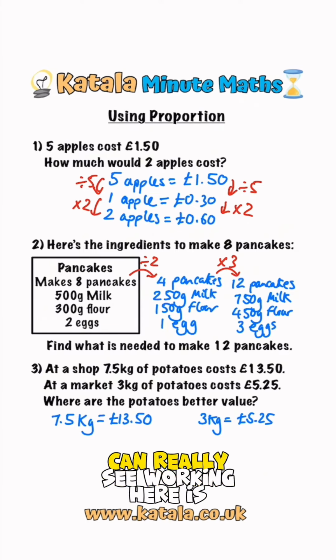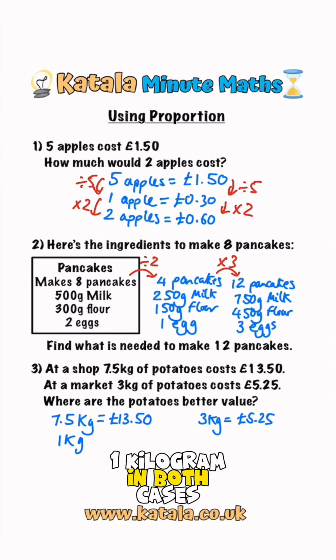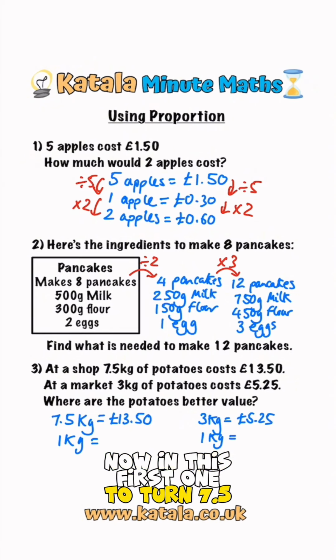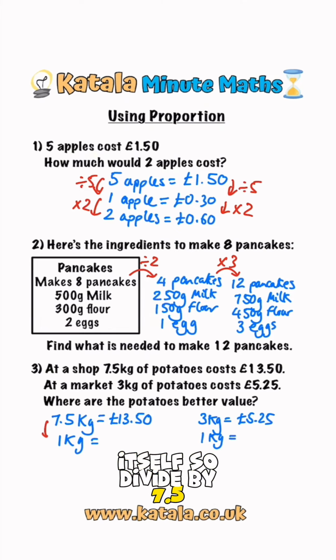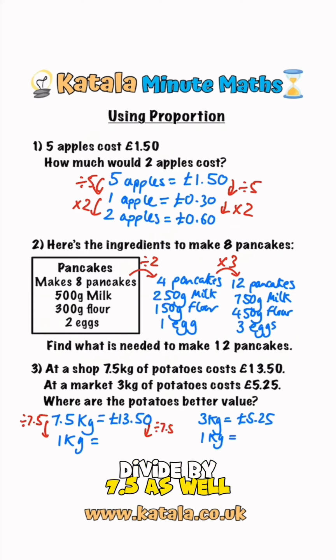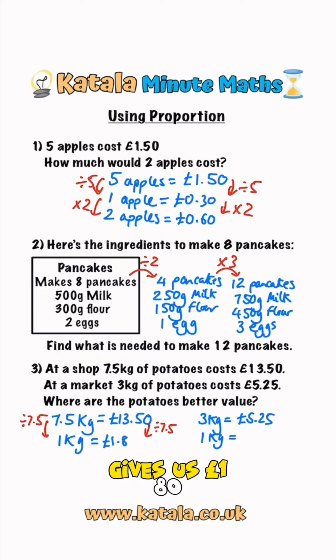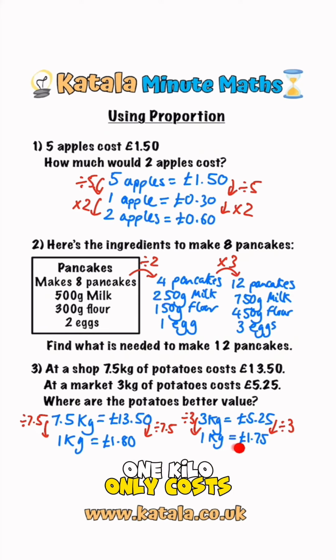And the only number that I can really see working here is, unfortunately, going all the way down to 1 kilogram in both cases. Now in this first one, to turn 7.5 kilos into 1 kilo, we just need to divide by 7.5, which means of course this side we have to divide by 7.5 as well. Putting that into a calculator gives us £1.80. And for this one on the right, to turn this into 1 kilo, we're going to have to divide both sides by 3. Which gives us £1.75.